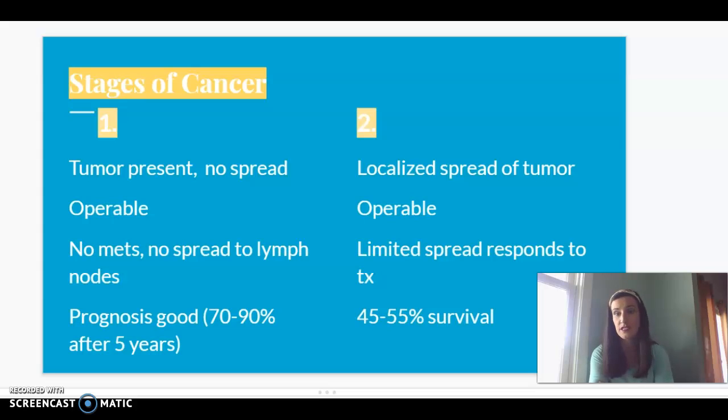And so when we talk about prognosis, they're going to refer to that as the survival rate after 5 years. Okay. And that would also come in terms of remission, is if you've not had a substantial change within that 5 years, they're going to say that you're in remission. Okay. So then stage 2 of cancer would be localized spread of the tumor. It would be operable, limited spread though, so it's still going to respond to the treatments like our chemotherapy or radiation, and so it would be responding to treatment. Okay, 45 to 55% survival rate there after 5 years.